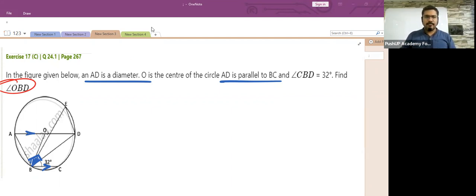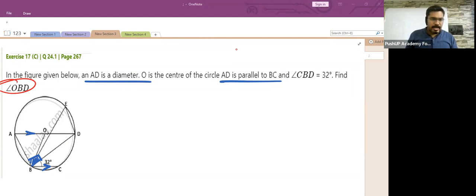Very good. Caitlin is saying 32. All right. So how many of you got 116? I think only two of them have. OBD is what we have to find, right? No, I am asking you how much is angle OBD? 32 degrees. All right. Everyone has the same opinion. Ron, 32. All right. Amal, 116. I don't know why you people are saying 116. Anyways, let's check it.